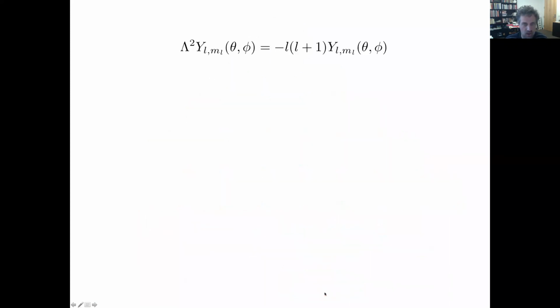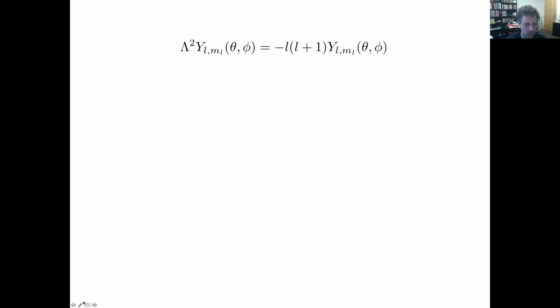Okay, so let's look at the following. This is now the operator, the Legendrian, operating on the solution that I just found, the spherical harmonic. The question that we haven't addressed yet is, what are the eigenvalues of this wave function?